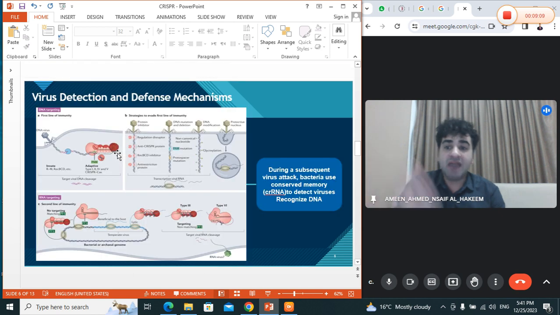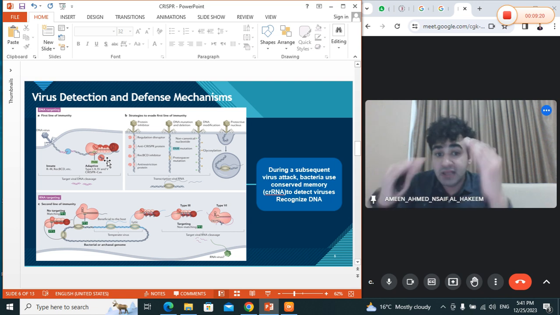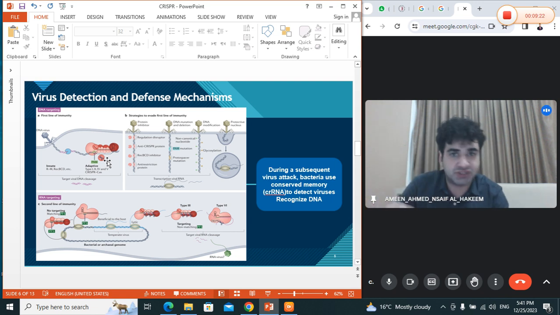After that, for virus detection, as we can see here at the beginning, the detection and defense mechanism of bacteria against viruses involves several sophisticated processes. The first process is first-line immunity, because if the bacterium has a CRISPR-Cas system, it can store short sequences of foreign DNA as spacers, as we mentioned in the beginning for illustration.